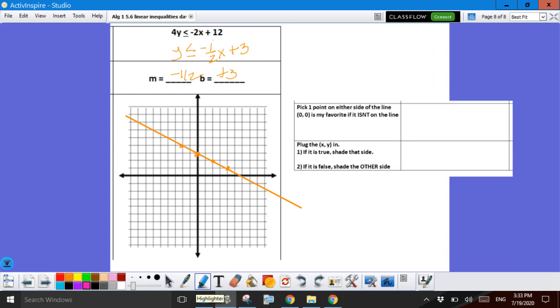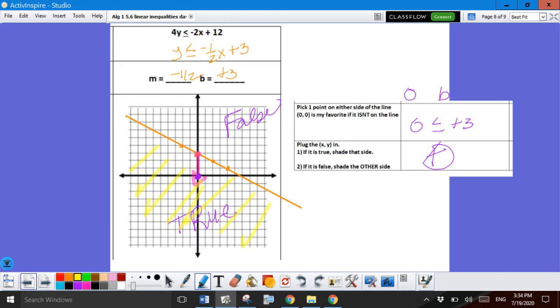So less than, here's my point, less than, I should be going down. So let's see what happens with my 0, 0. So 0 less than or equal to, again, I don't care about that negative 1/2. I'm really comparing 0 and b. 0 is less than 3. Yep, that is true. So this is my true side. This is my false side. Again, I am shading the true side. So my guess if I was shading below the line is correct.